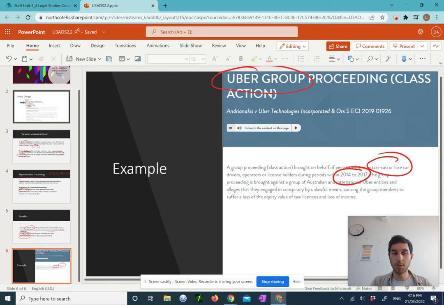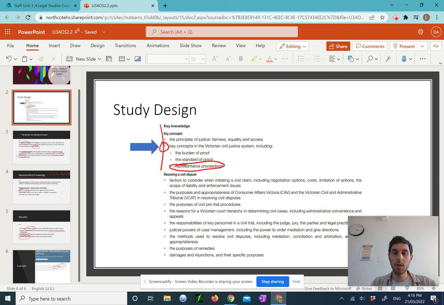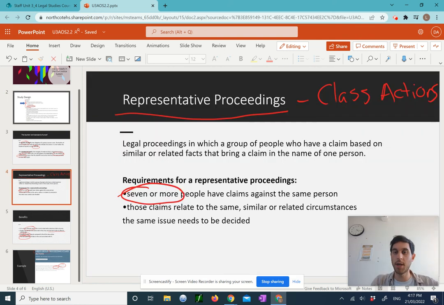And that's all we need to know today. So our 3 ideas were the burden of proof, the standard of proof, and this idea of representative proceedings, otherwise known as class actions. See you next time.